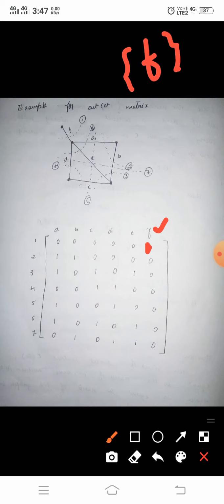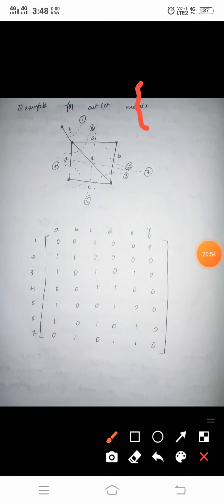In the first row, the F value is 1, so this entry is 1. A is not present in the cut set 1, so it is 0. B is not present in the cut set 1, so it is 0. C is not present in the cut set 1, so it is 0.